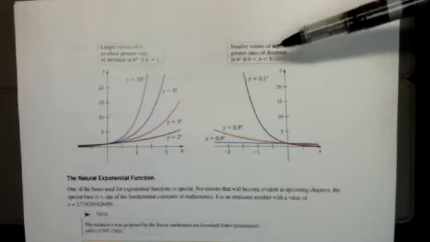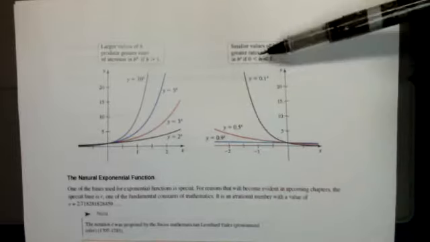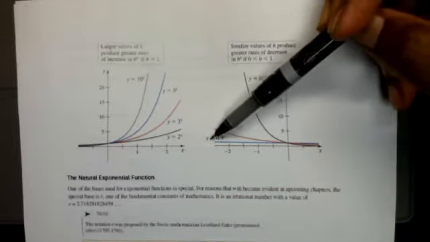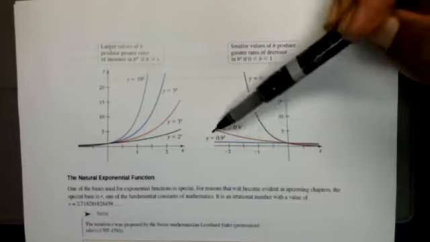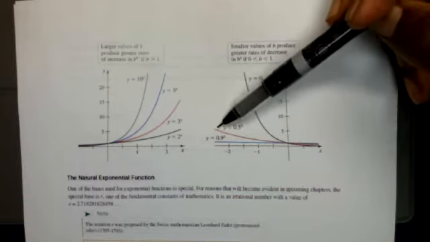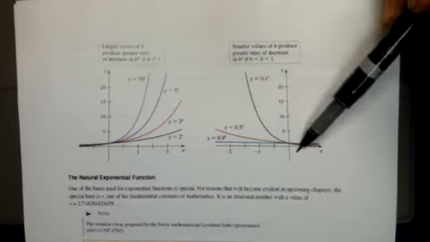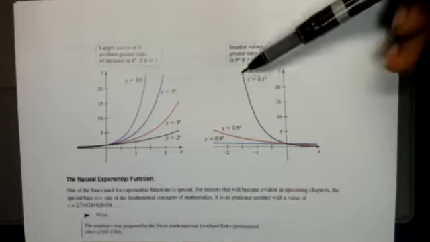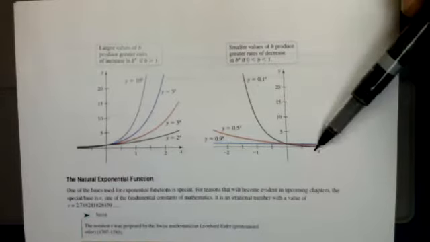Now, if we let our b be smaller, then what's going to happen here is you're going to have greater rates of decrease. So like y equals 0.9 raised to the x. Notice that this is almost a straight line. But for y equals 0.5 raised to the x, notice that you have a greater rate of decrease. And then for 0.1 raised to the x, there's an even greater rate of decrease.